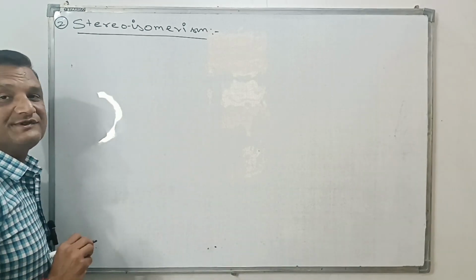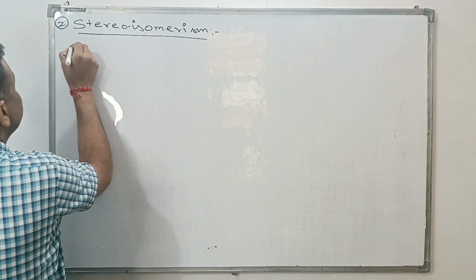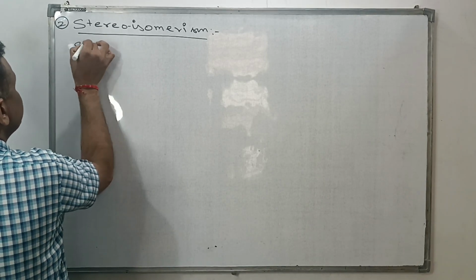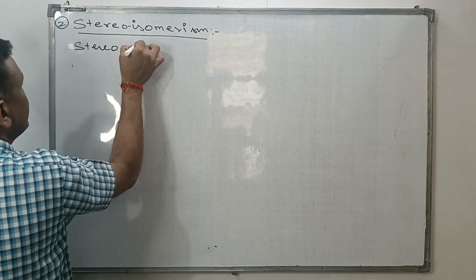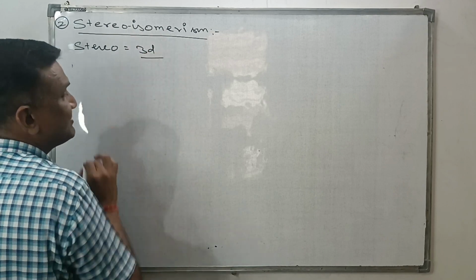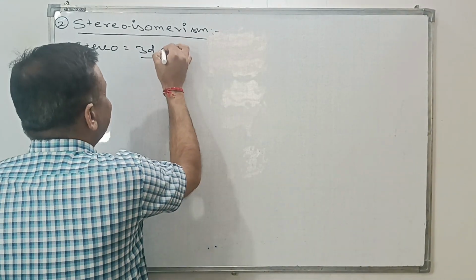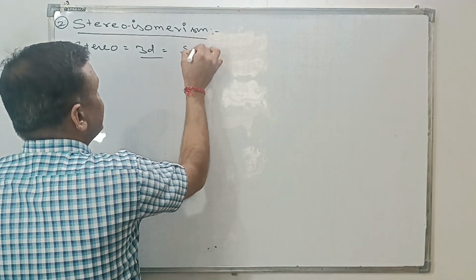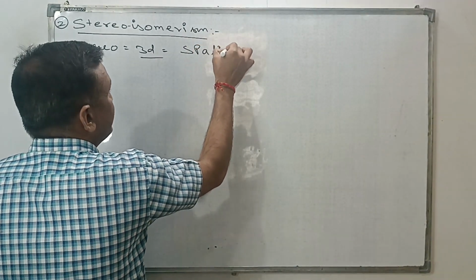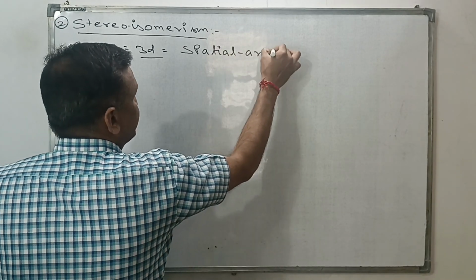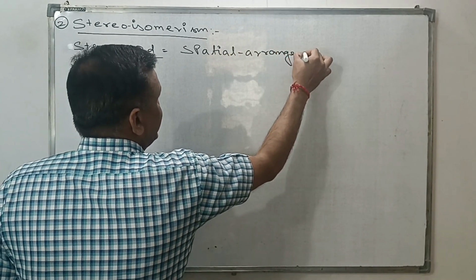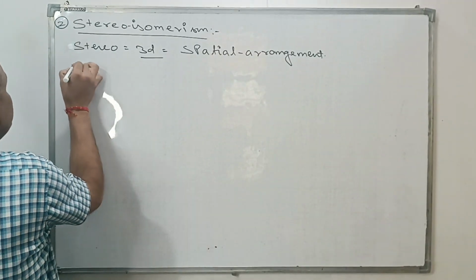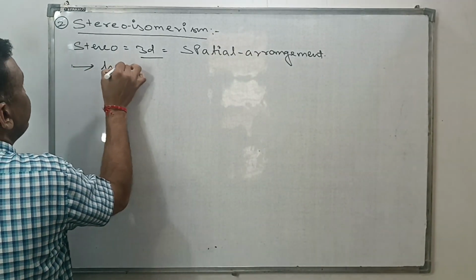What is the meaning of stereo? Here, stereo means just 3D. 3D means three dimensions, which means three dimensions are possible in space. So what we can say is that its meaning is spatial arrangement.